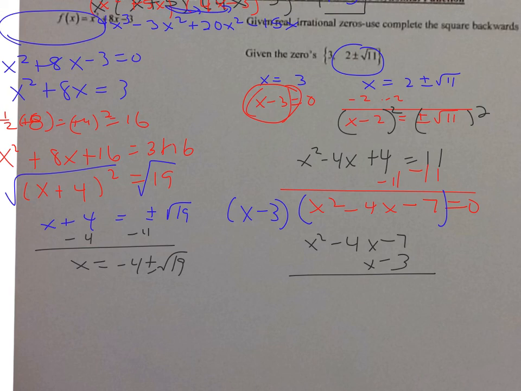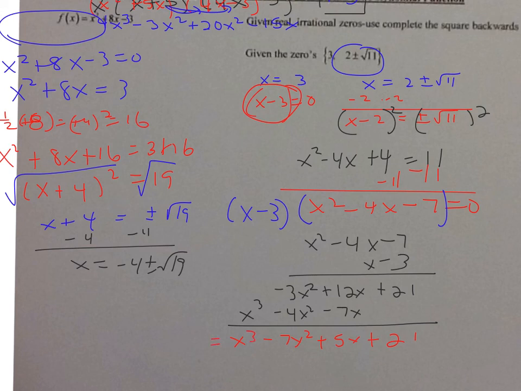All right, so I'm going to just write it as x squared minus 4x minus 7 and x minus 3, and now multiply. So we have positive 21, positive 12x, and negative 3x squared, negative 7x, negative 4x squared, positive x to the third power. Add them down, we get positive 21. Positive 12x minus 7x is positive 5x. Negative 3x squared minus 4x squared is negative 7x squared. And then we have x to the third.